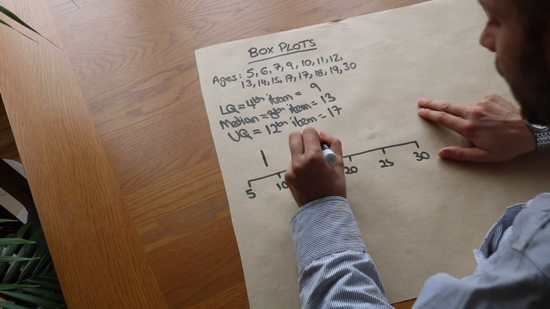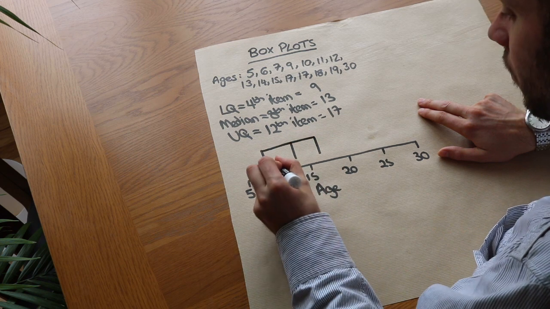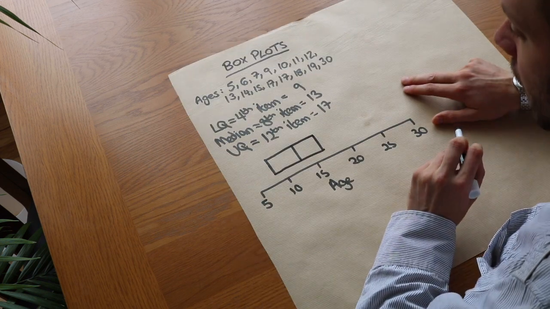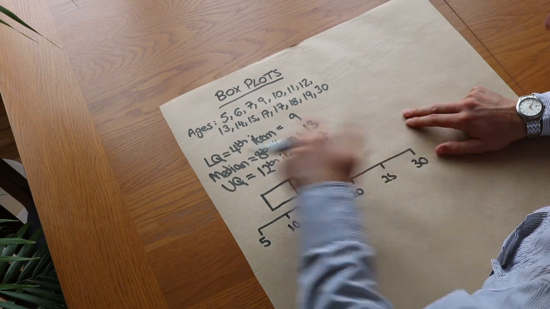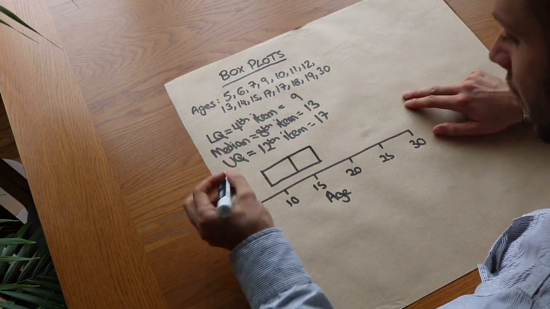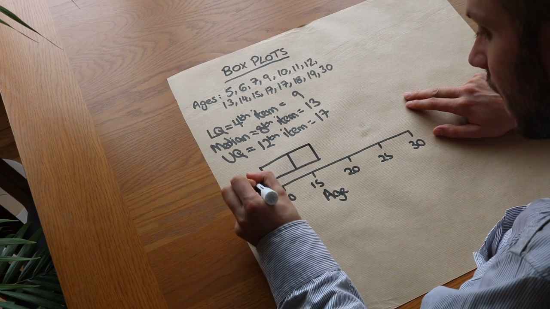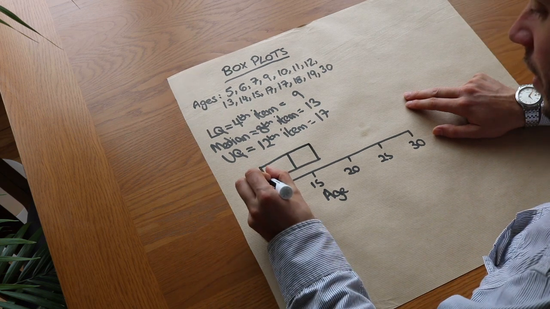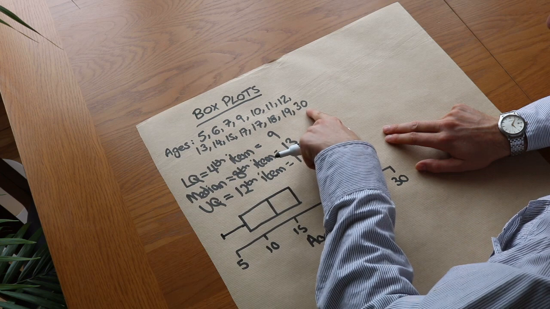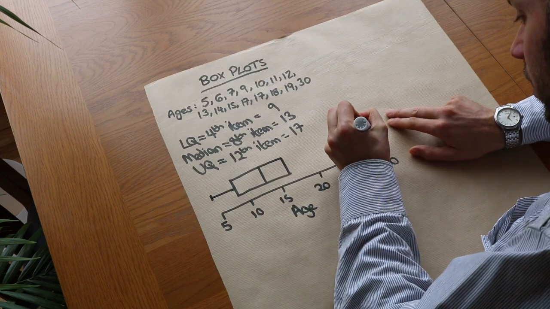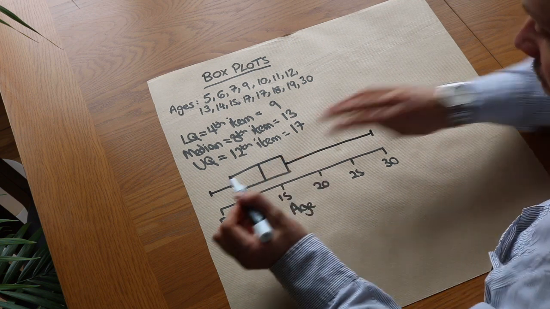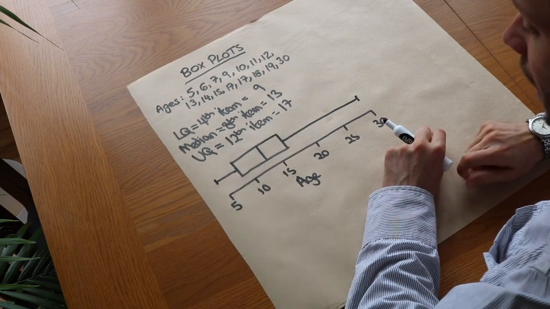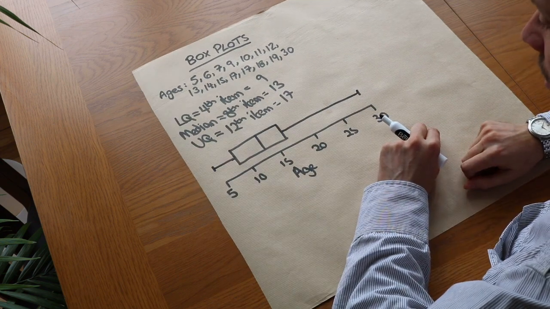And then what we do is we join these up to form a box. And then we need to plot the minimum and maximum values as well. So the minimum age is 5, and what you do is draw a smaller line and join it up like that. And then the maximum age is 30, so we do a smaller vertical line like that and join it up so it's vertically symmetrical. And there is our completed box plot.